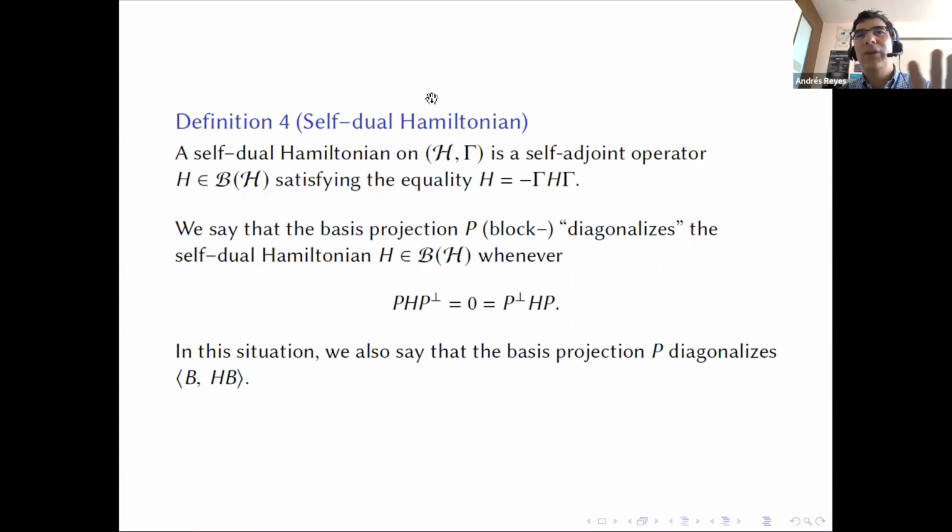So in this formalism, all of this has already been encoded in the conjugation, and this relation reflects the fact that the spectrum will be symmetric with respect to the origin. And then a projection that diagonalizes the Hamiltonian will be a projection which satisfies this property. So once we have found a basis projection fulfilling this property, we basically have solved the diagonalization problem.